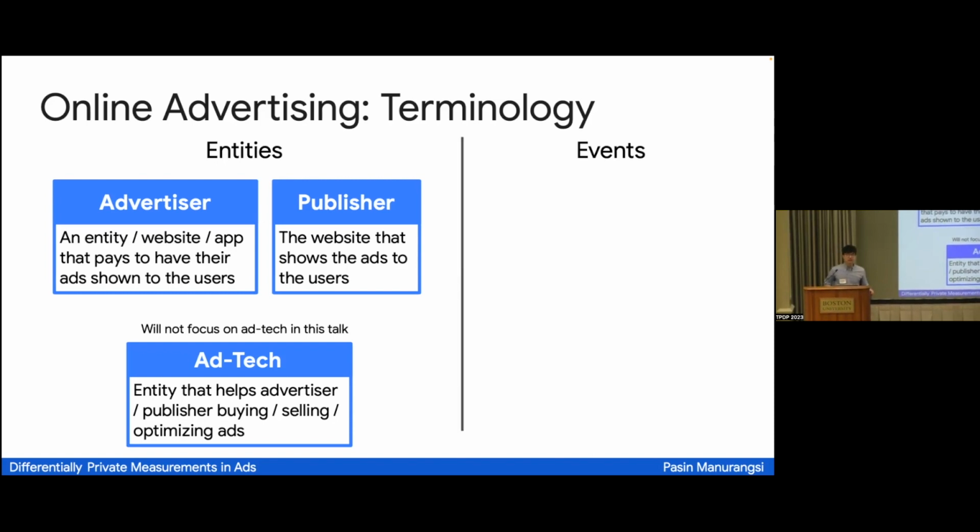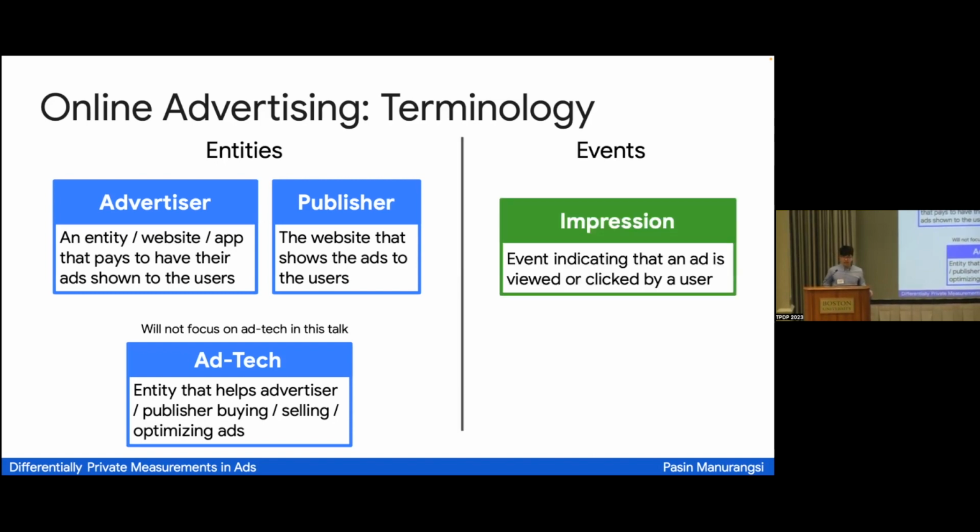And in terms of the events, there are two main things to keep in mind. The first one is the impression. An impression is an event indicating that a user interacted with an ad. Typically, this means that the user viewed an ad or the user clicked on an ad.